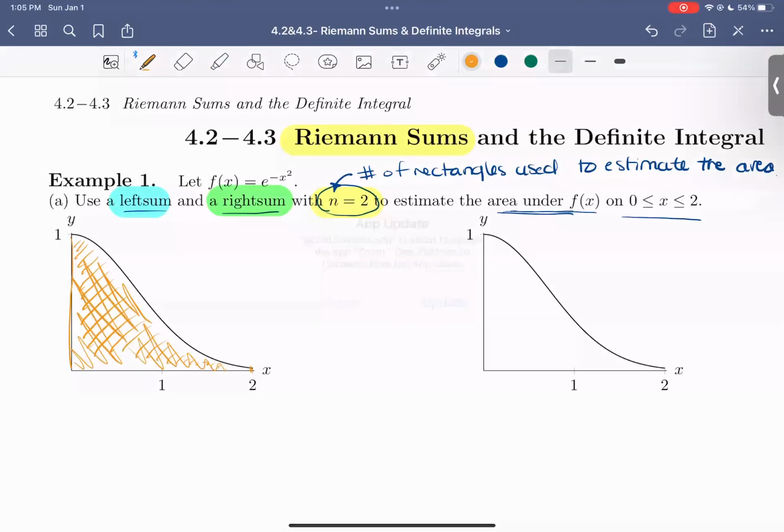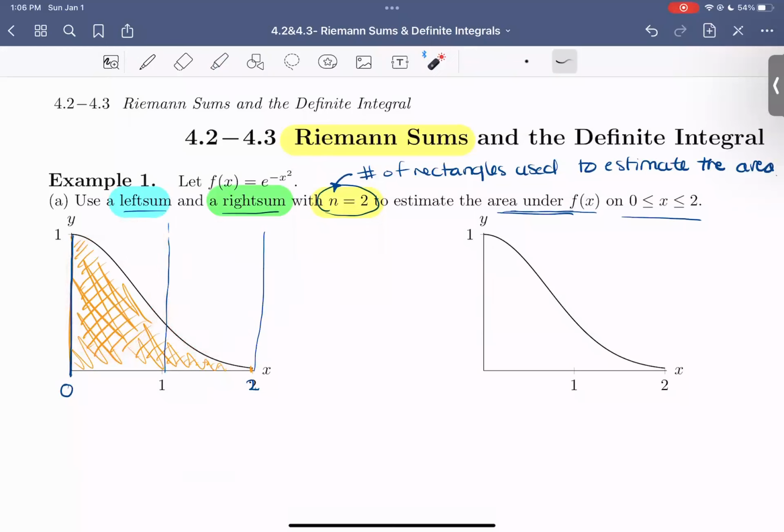Using a left sum and using two rectangles, we want to break up this interval from 0 to 2 into two chunks, two rectangles. How we do that is break up the widths of our rectangles along 0, 1, and 2. With these chunks, we've created two starts of rectangles. I haven't put the heights in yet.